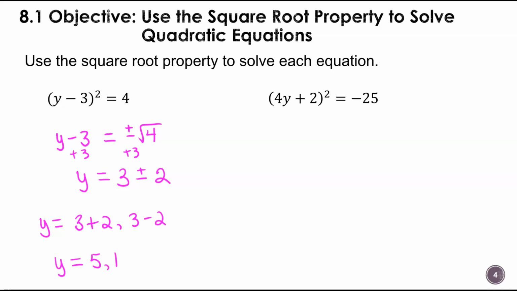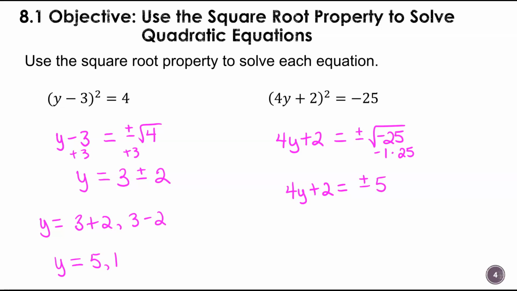All right, so let's apply the square root property to this next example. So 4y plus 2, right? Because I remove that exponent of 2 whenever I take the square root, and then plus or minus the square root of negative 25. So we can simplify the square root of negative 25, because that's negative 1 times 25. All right, so let's write this again. Now I'm going to have 5i, so plus or minus 5i.